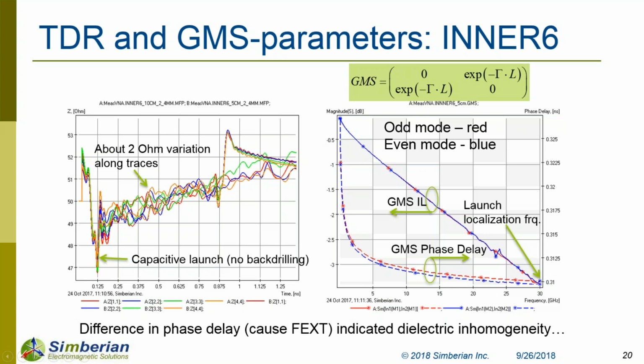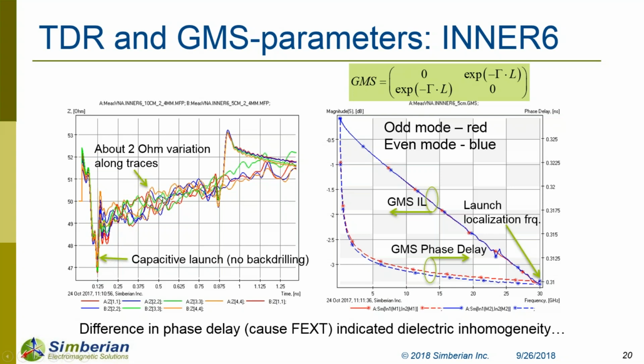For the strip line trace, we see that we have a capacitive launch, but it's pretty much consistent. An important thing when designing these traces for generalized model S parameters is that the launches should be the same on the short and on the long trace.